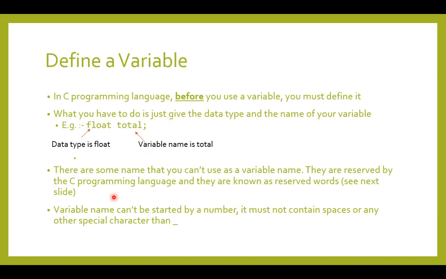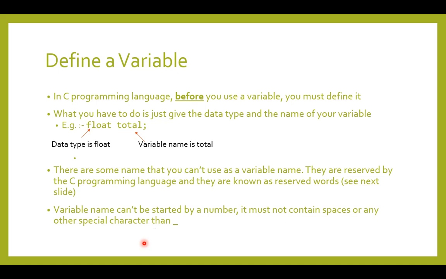But there are some precautions that you have to take, right? When naming a variable, when giving a name to the variable, there are some reserved words in the C programming language. So you can't use those words as a variable name because they are already reserved by the C programming language. So there are restricted names. You can't use just any name as your variable name.